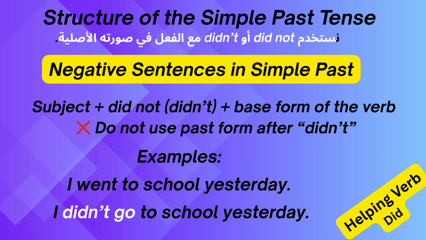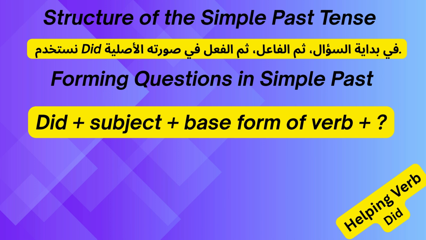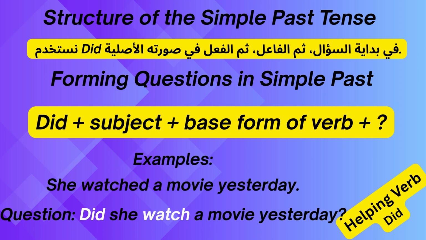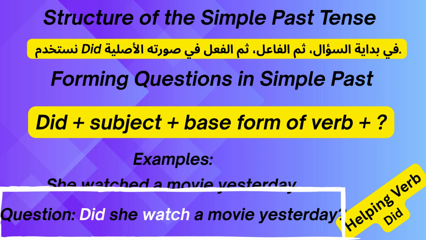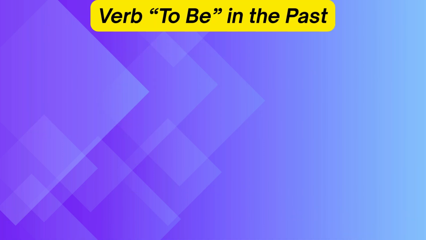To ask questions, we again need a helping verb. Here we go, we have did. Did plus subject plus base form of verb. Example: she watched a movie yesterday. Question: did she watch a movie yesterday? Again, when we use did, we will use first form of the main verb. Simple and clear.